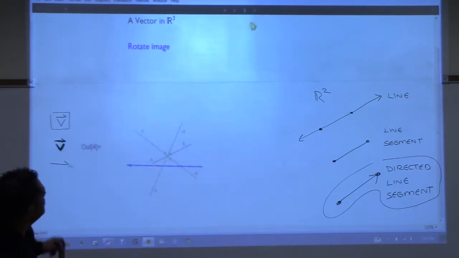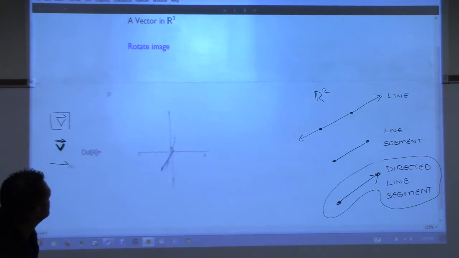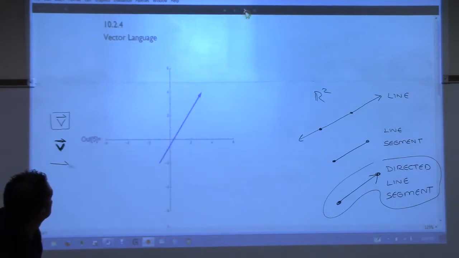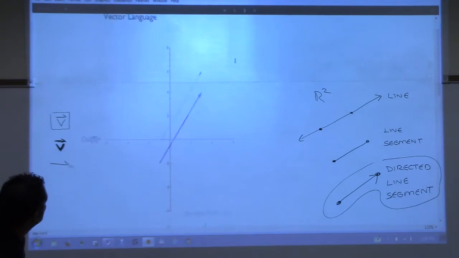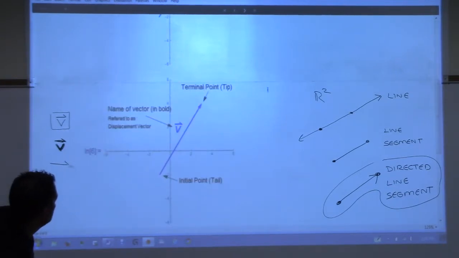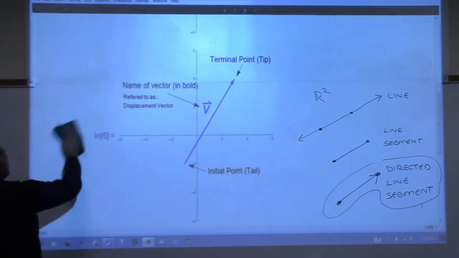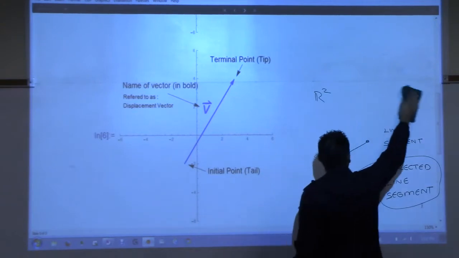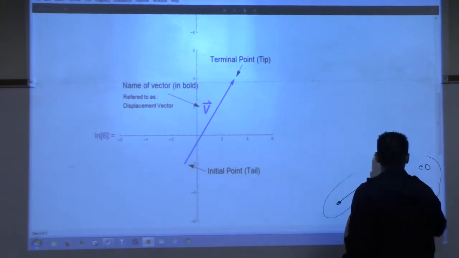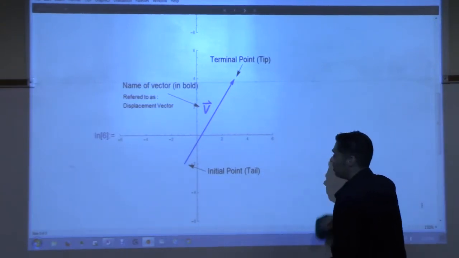Now in 3D, which we're not going to talk about, you have the same idea, it's just now in three-dimensional space, so it's a little different. Okay, now some language here. When we look at a vector, there's some important language that we need to start using when we start talking about vectors.